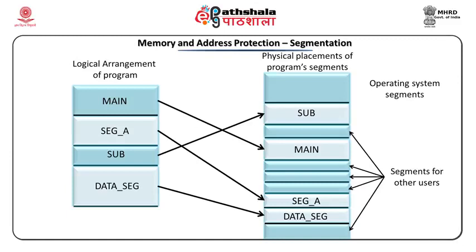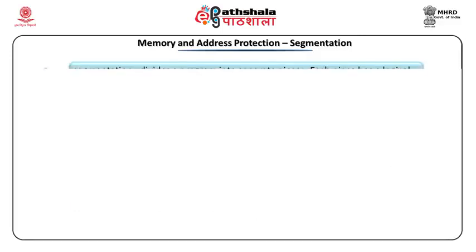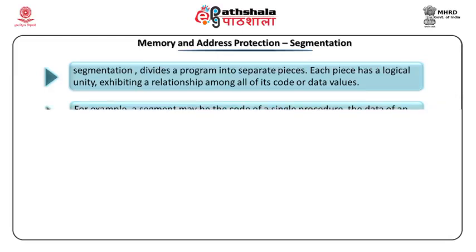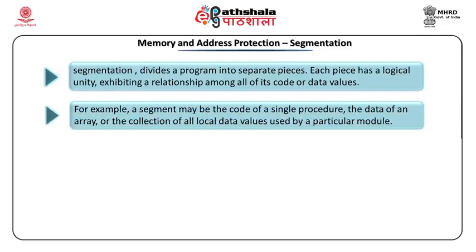So, the logical arrangement of the program is shown on the left side of the figure and the right side shows the physical placement of the program during execution. Segmentation involves the simple notion of dividing a program into separate pieces. Each piece has a logical unity, exhibiting a relationship among all of its code or data values. A segment may be the code of a single procedure, the data of an array, or the collection of all local data values used by a particular module.